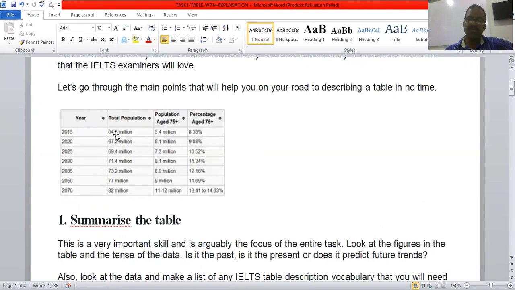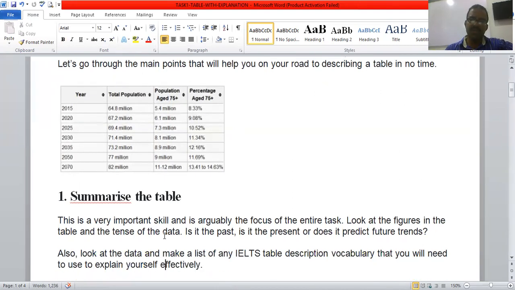And total population is that. And this is about total population. This is 75 years plus, and this is percentage of this. Got it? Summarize the table.